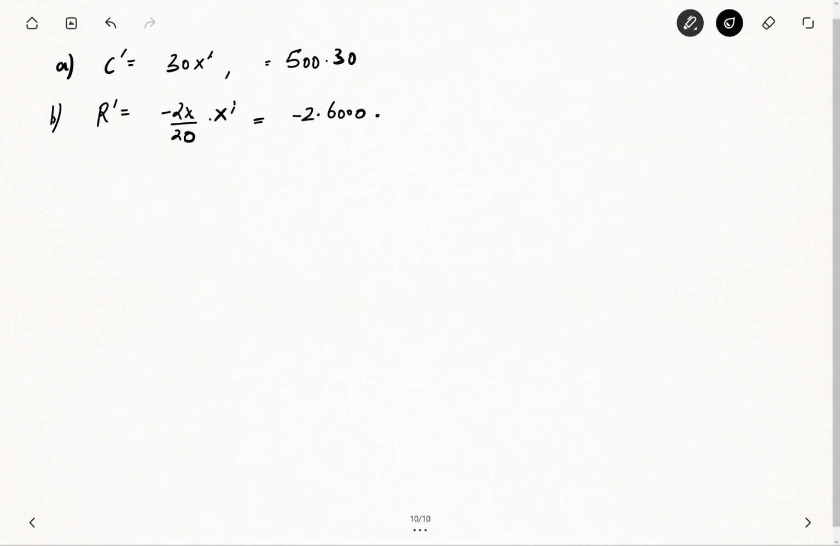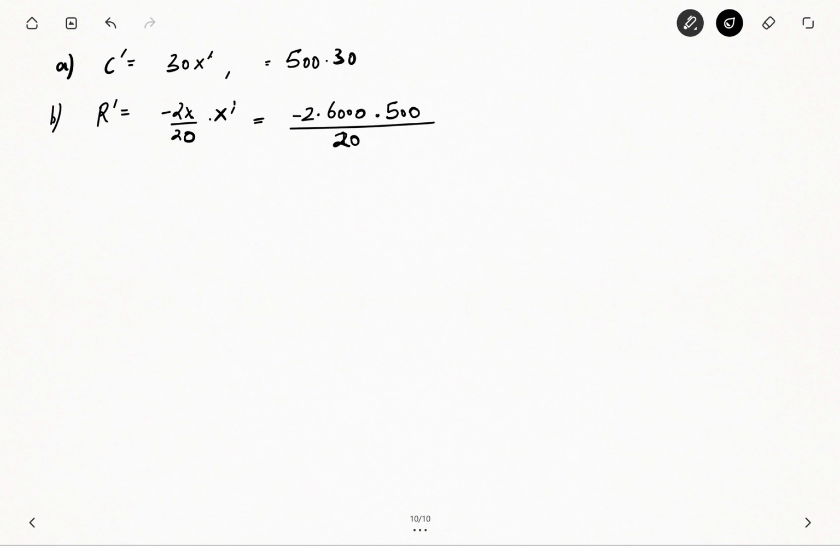Times the x prime, which is given out to be 500, and this whole thing divided by 20. Okay, so that's pretty much it. That's for those two parts.